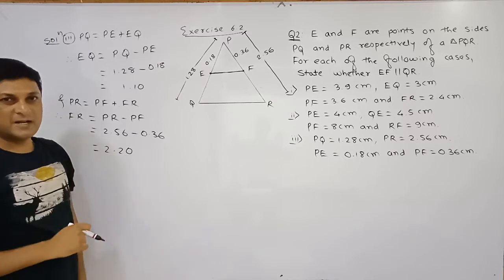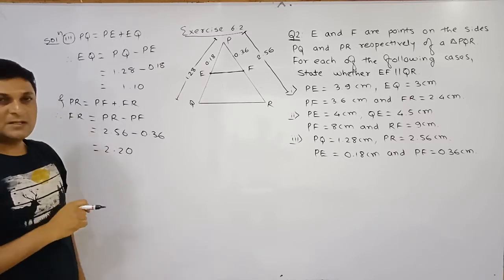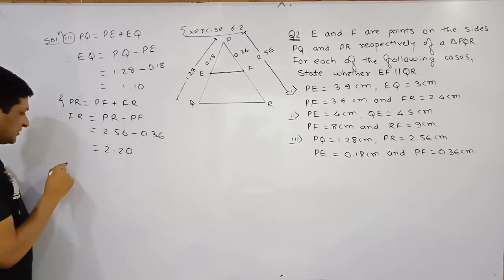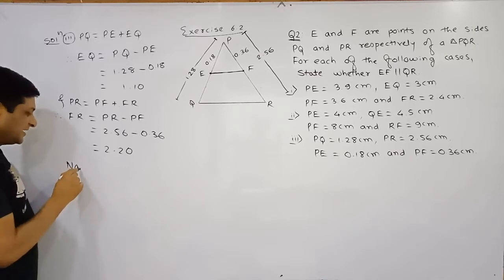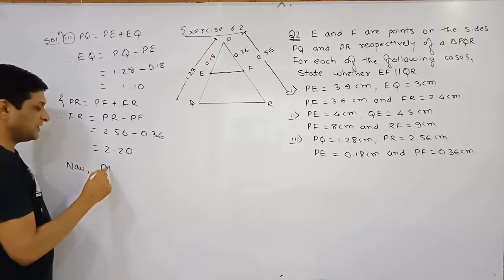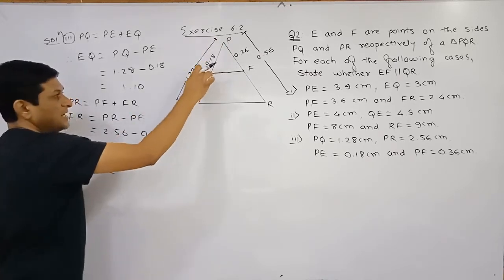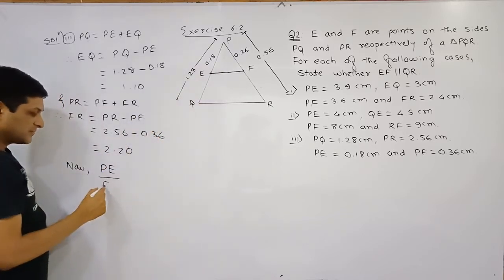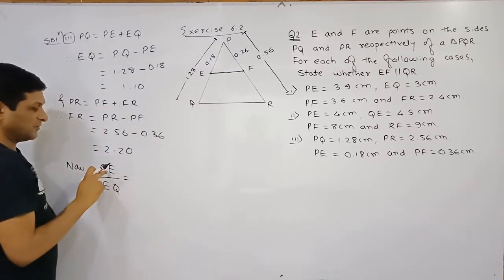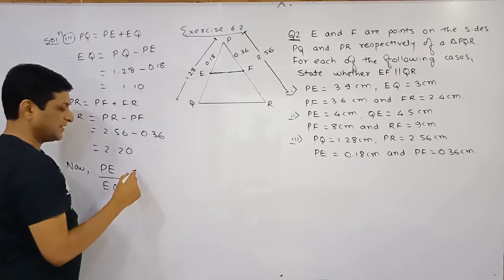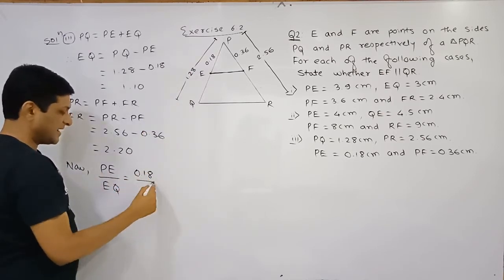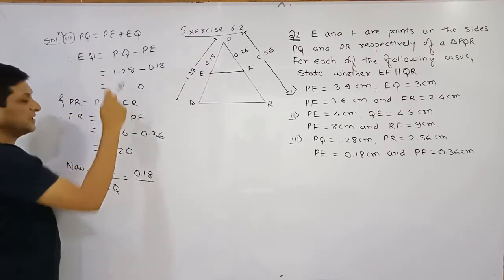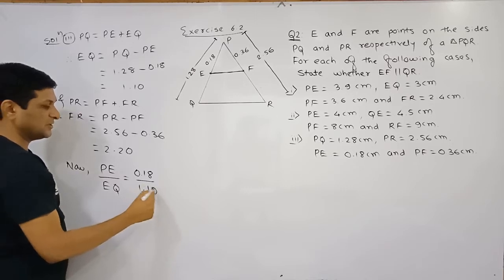So once these required values are known to us, now we are finding the ratio. So now we are finding the ratio of what? PE and EQ. So which is equal to, what is the value of PE? 0.18. And what is the value of EQ? EQ is equal to 1.10.